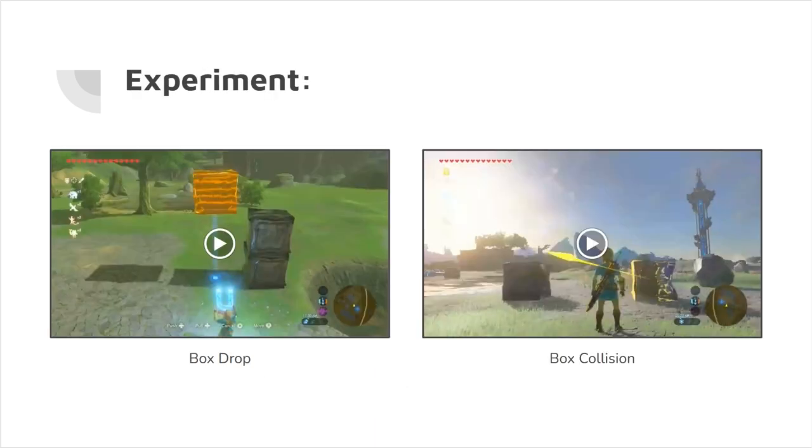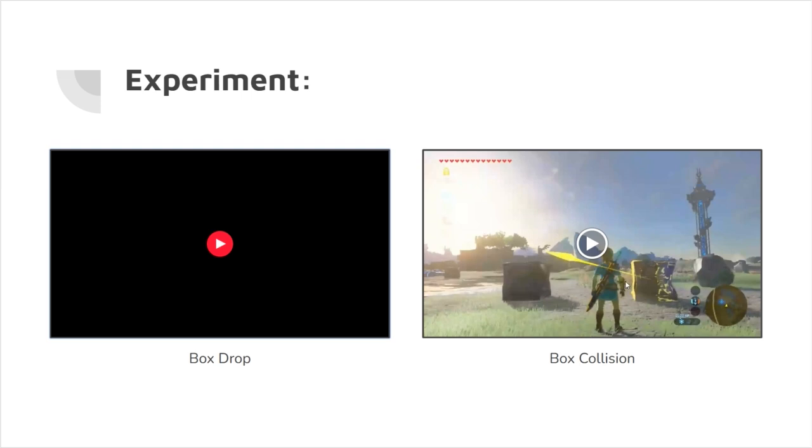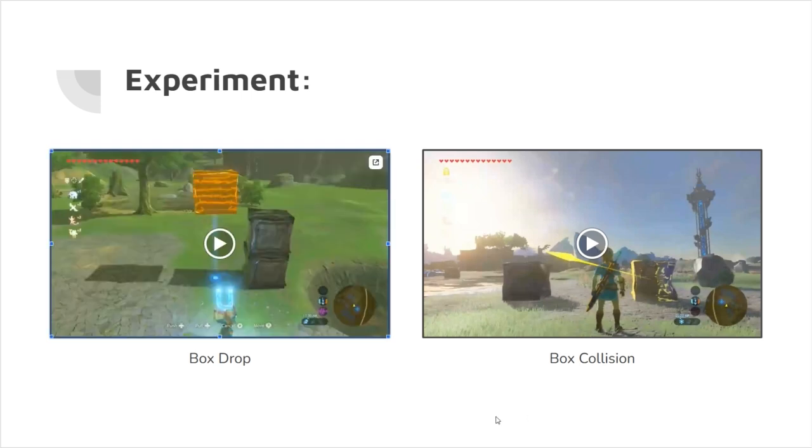So the experiment consisted of me dropping a box. This is how I figured out the gravitational constant. And then also the collision here on the right.